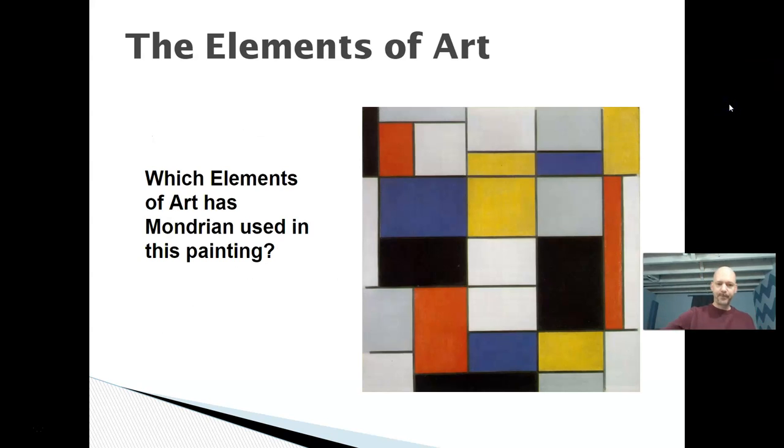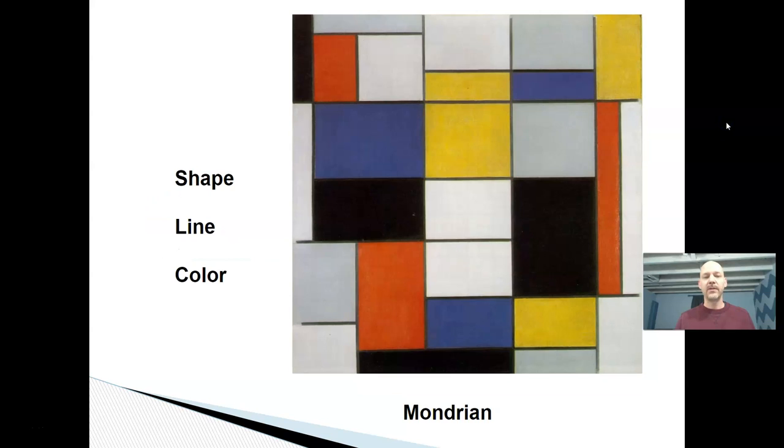If you look here, which elements of art do we see? We see color. We see shape. We see line. We see value. That's all well and good.